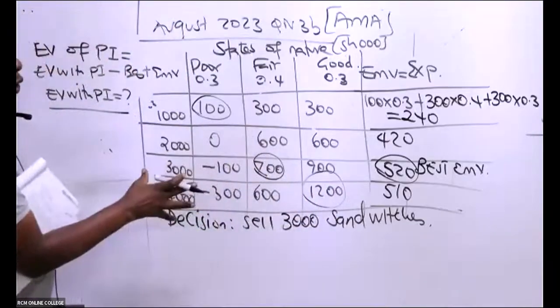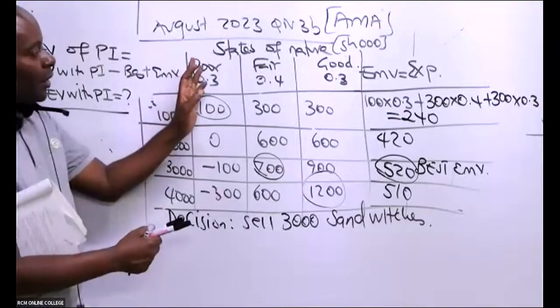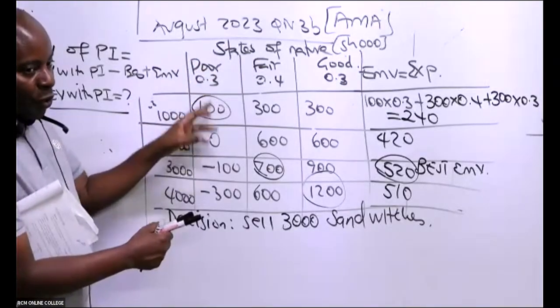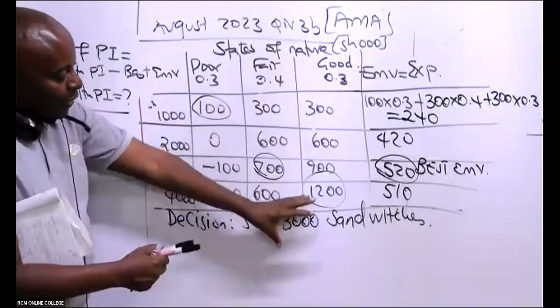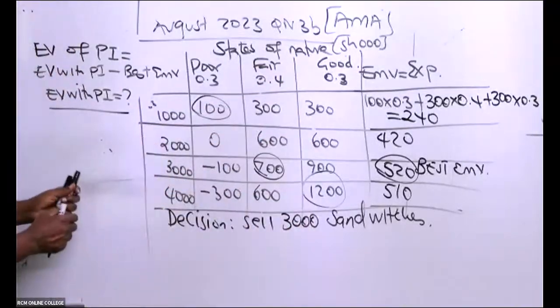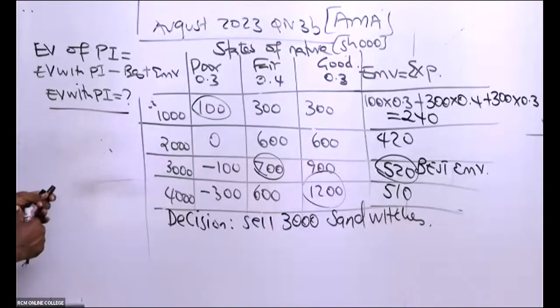Because this expert has been able to estimate and tell us that the state of nature to prevail will be poor, I go to poor and select the highest. I go to fair, I select the highest. I go to good, I select the highest. Now with that, I should be able to attach probabilities to them to get the expected value with PI.